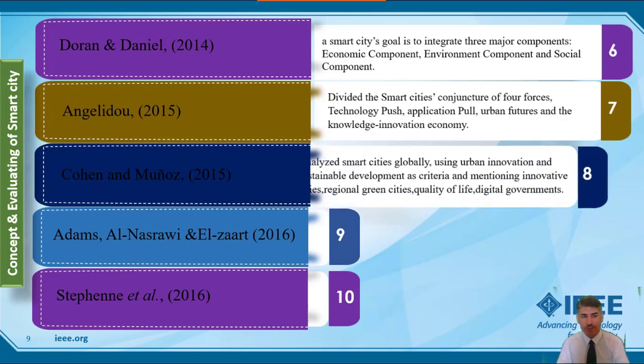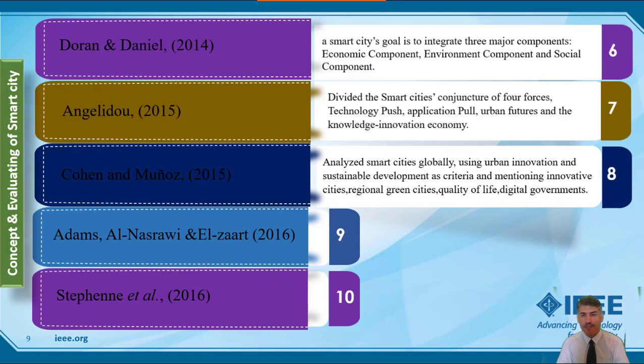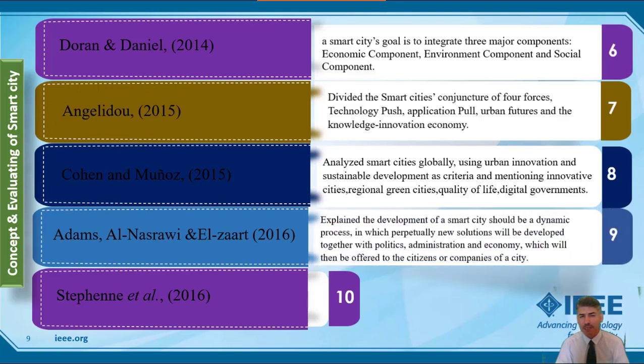While Angelido, 2015, divided the smart city conjecture into four forces: technology push, application pool, urban future, and the knowledge innovation economy. Cohen and Munaz analyze smart city globally using urban innovation and sustainable development as criteria and mention innovative cities, regional green cities, quality of life, digital government. While Adam Nasrawi al-Za'arat explain the development of smart city should be a dynamic process in which permanently new solutions will be developed together with politics, administration, and economy, which will then be offered to the citizen or companies of the city.